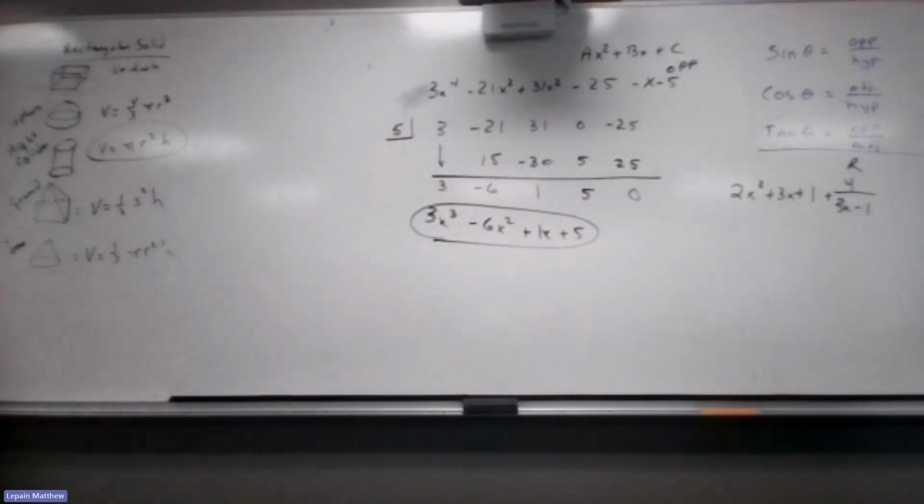So on 5.2, you guys have 1 through 19 odd. I already put this up on Canvas. On 5.3, you have 1 through 15 all, because synthetic is not as hard as the long division part. Okay. All right. So that's your next 2 work days. All right. Go to work.